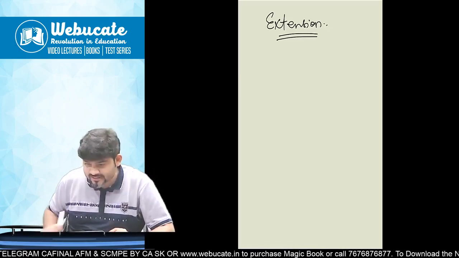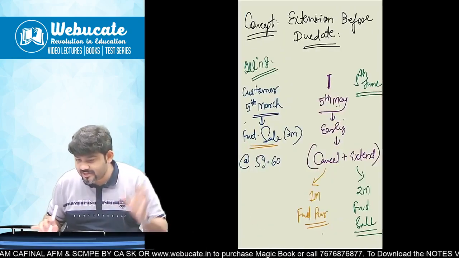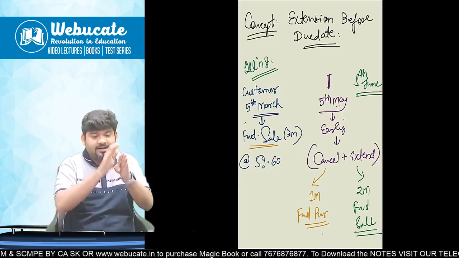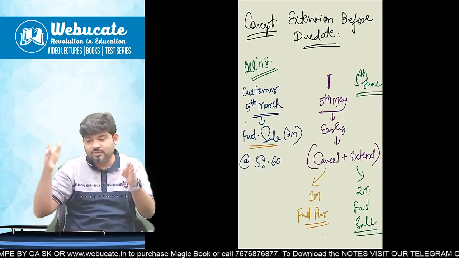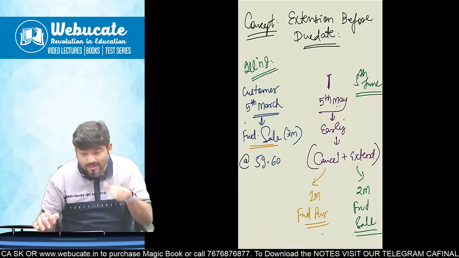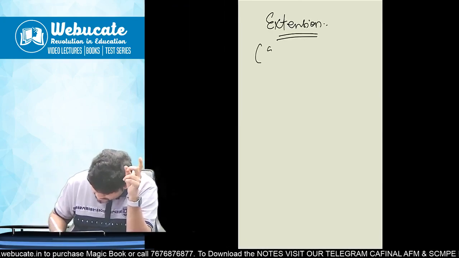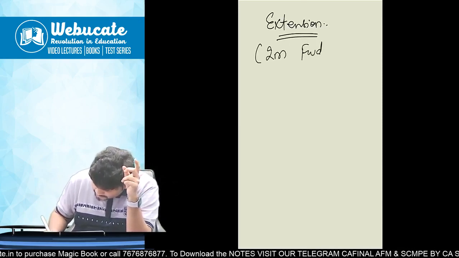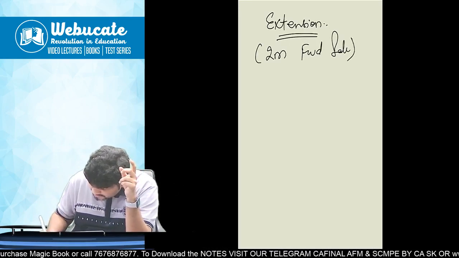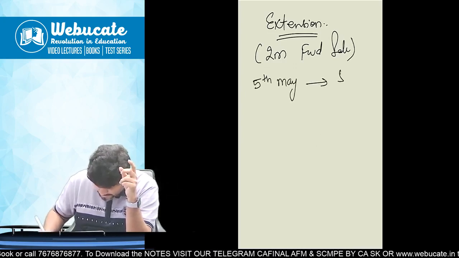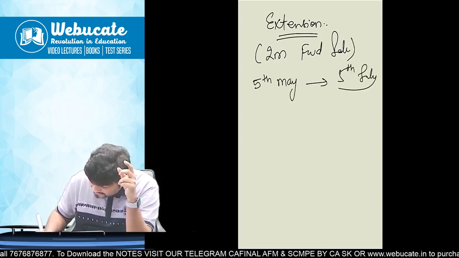Do the extension. How is the extension to be done? We had written in the summary only. He wants the transaction, on 5th May, to be executed on 5th July. May to June, June to July. 2 month forward sell original, right? So 2 month forward sale, 5th May to 5th July.